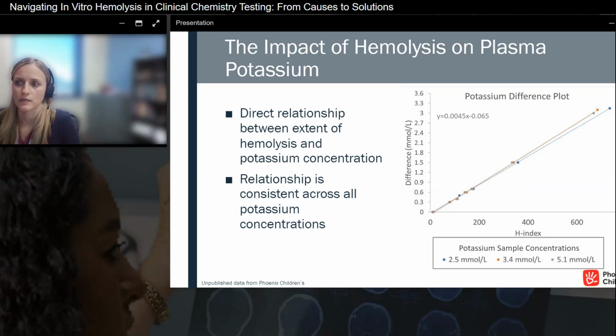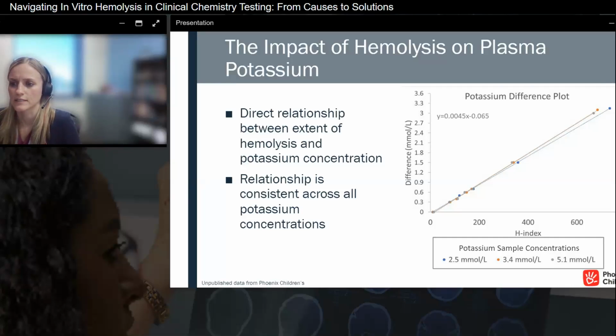This study ultimately demonstrated that as the specimen became more hemolyzed, the potassium concentration increased. We made this assessment by comparing the hemolyzed results to the non-hemolyzed results for each plasma potassium concentration. The plot on the right summarizes the study. In this plot, there are 3 lines representing the 3 potassium concentrations tested. The blue line represents the 2.5 millimole per liter potassium specimen, when it's not hemolyzed. The orange line represents the 3.4 millimole per liter potassium pool, while the gray line represents the 5.1 millimole per liter potassium concentration pool.